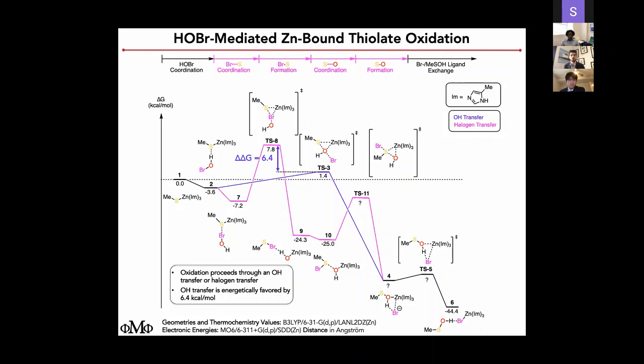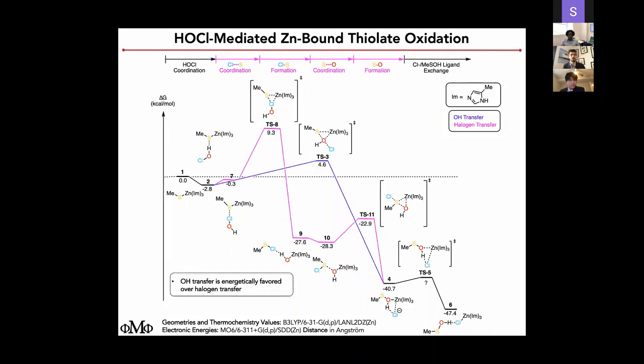Now, we have also run the same mechanism and performed the same geometric optimizations on that of the HOCl-mediated oxidation of zinc-bound thiolates. Here we can see the OH transfer for HOCl-mediated oxidation, and we can see our Cl transfer or the halogen transfer shown in purple. Again, we've found the exact same ground states for our molecules, and we also see this consistency where the OH transfer is selected over the halogen transfer because of the difference in energy of the rate-limiting transition states, TS3 and TS8.